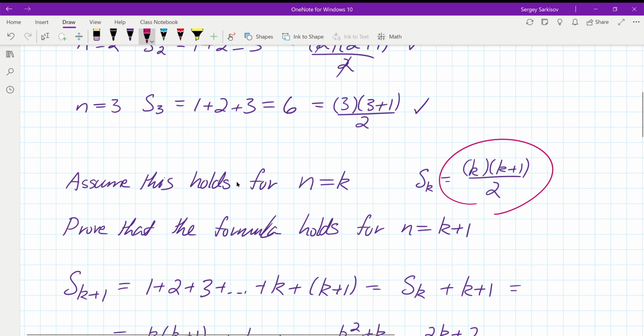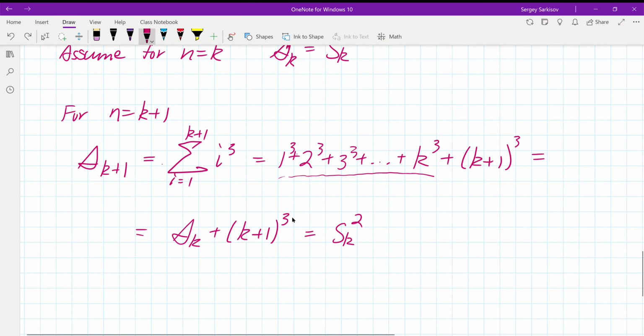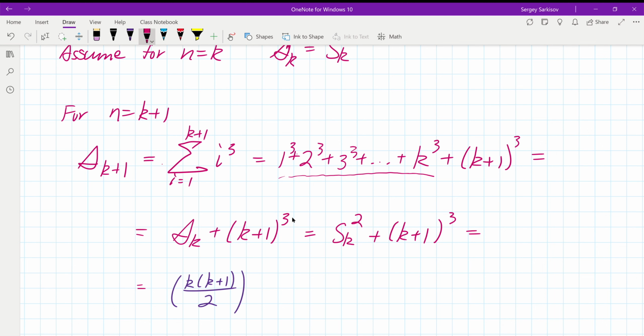k times (k plus 1) over 2. So we've shown that formula now. But S_k squared, and then plus (k plus 1) cubed. Well, let's see what happens here. Let's plug in our formula really quickly. Our formula is k times (k plus 1) all over 2, and I'm going to square it. That's the goal, because for S_k we're going to use the formula there. I'm going to square it, and plus (k plus 1) cubed, equals what?